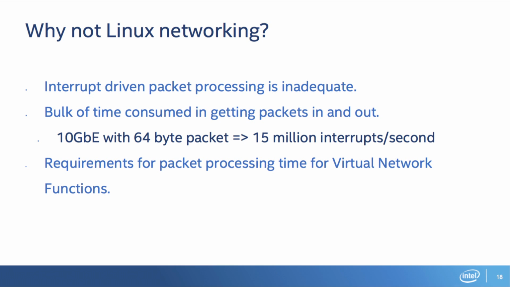So let's say for a 10 GB Ethernet card with a 64-byte packet size, this would mean around 15 million packets per second, and that would translate to 15 million interrupts per second. So actually the requirements for packet processing for VNFs, which take place at high packet rate, really make the traditional networking model not a viable option anymore.